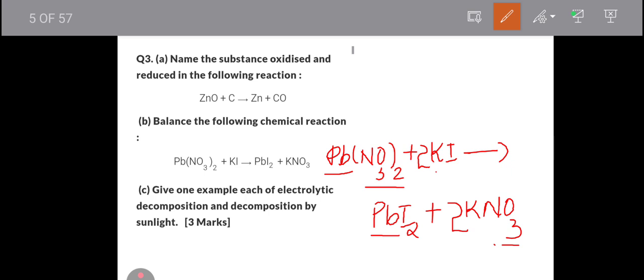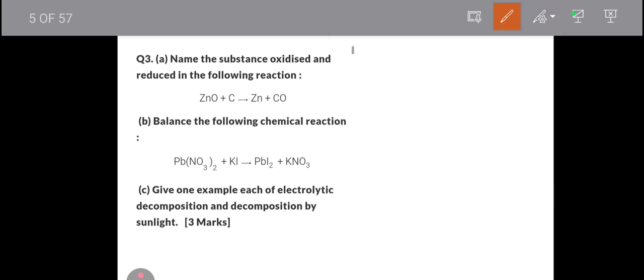So once you are done with the balancing, you have to check it once. Okay. So Pb, here 1 Pb, here also 1 Pb. Pb is balanced. NO3 you can take as a single unit. Here 2 NO3 is there. Here also, since we have put 2 in the front, this 2 is common for all. So 2 NO3, 2 KI is here, 2 K is here, 2 I is here, and also here 2 I. So this equation is balanced. Okay. Hope this is clear to you.